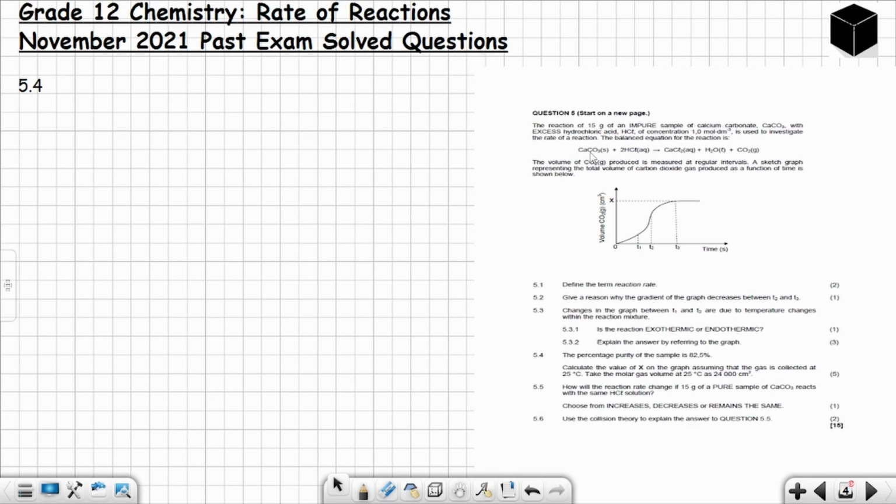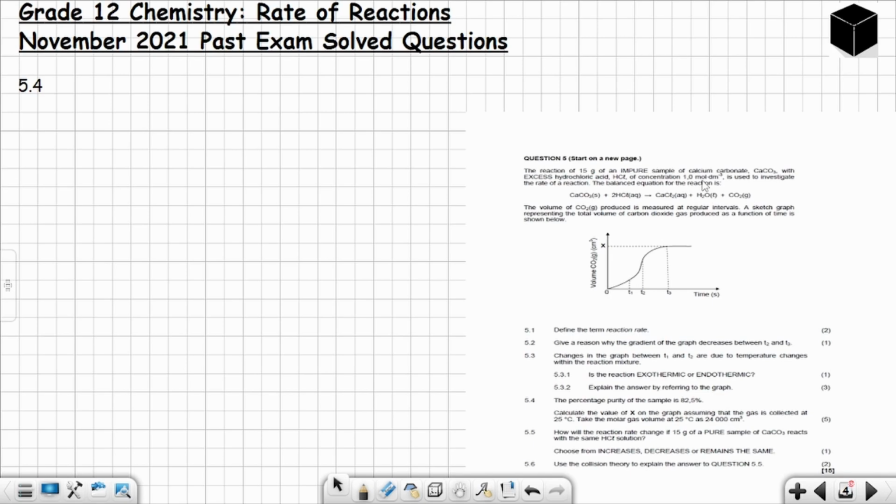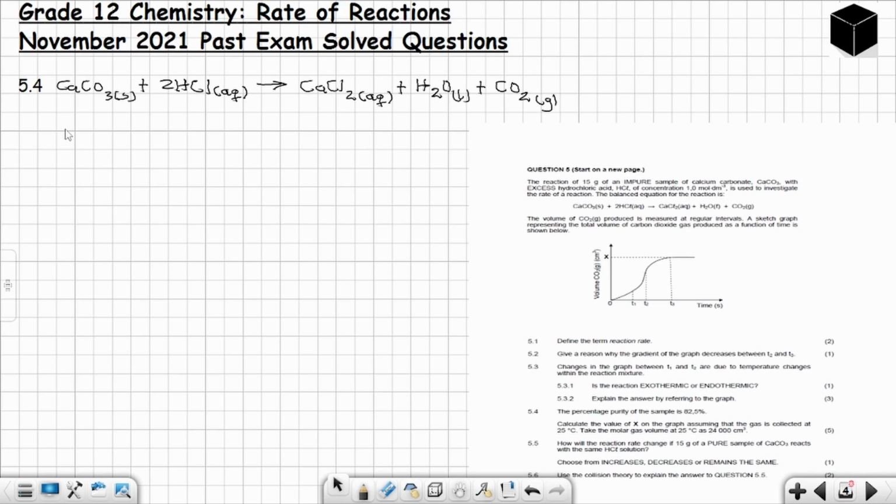Okay, you are going to need this balanced equation. Let's write it down, this one. Okay, so this is the balanced equation. And you are going to need this formula. n is equal to V over Vm. Vm is the molar gas volume. You can find this formula from the formula sheet, which will be given together with the question paper. You'll need to find X, which is the volume.